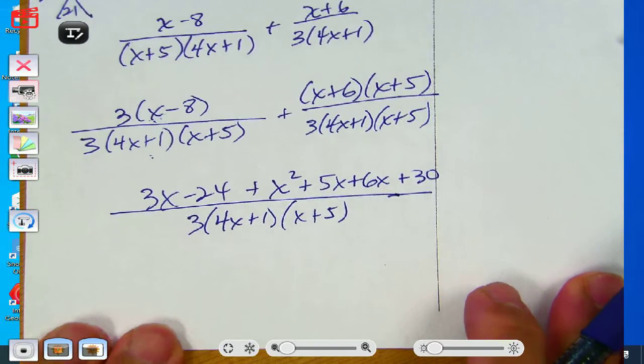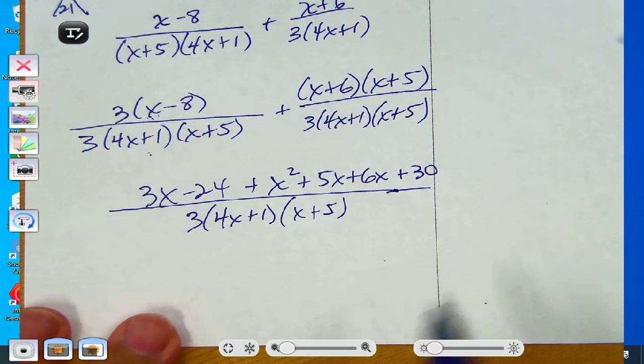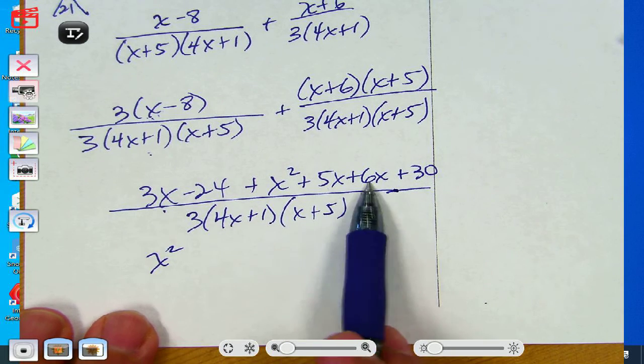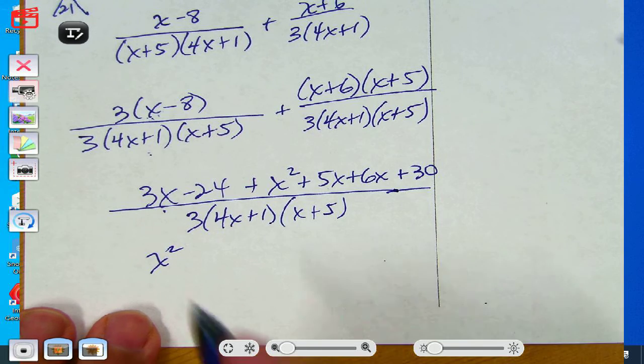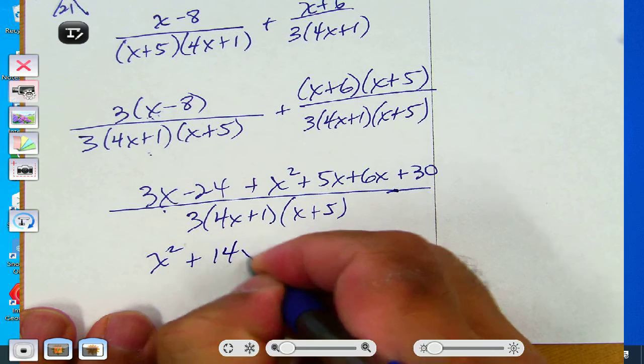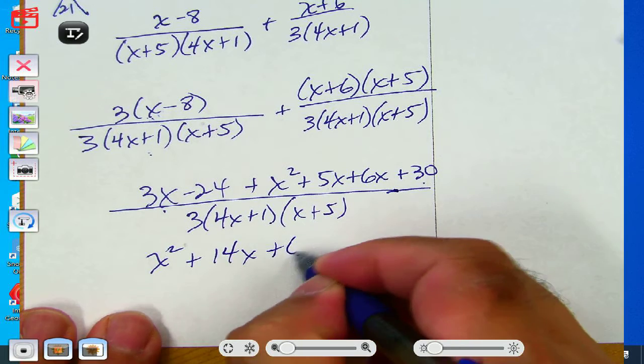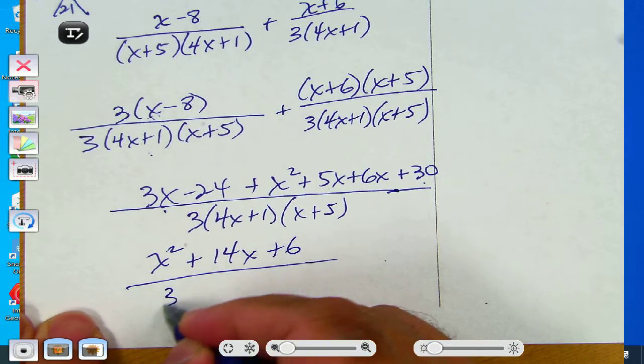Alright, ready? I'm going to combine like terms. So it'll be x squared, 3 plus 5 plus 6. What's that? 14? And negative 24 plus 30 is 6. Copy the denominator.